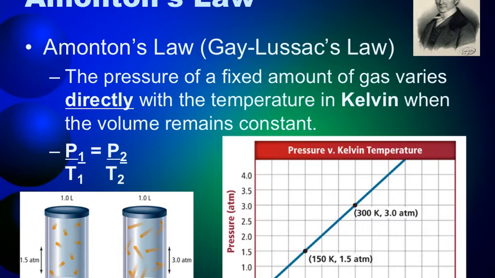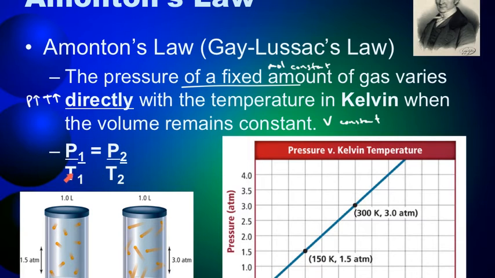So once again, a fixed amount of gas, that means the moles are constant. We're still not changing the number of moles. And this time, volume is constant as well. So P and T are the only things changing. And it's directly proportional, which means, say, as pressure goes up, temperature also has to go up. The other thing to note is, once again, the temperature is in Kelvin. It doesn't matter which unit you use for pressure, you just have to be consistent in what you plug into the equation. But temperature must be in Kelvin.